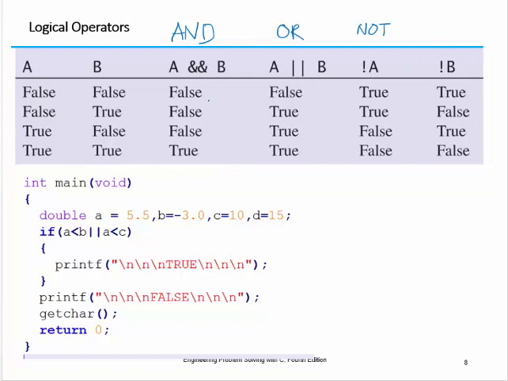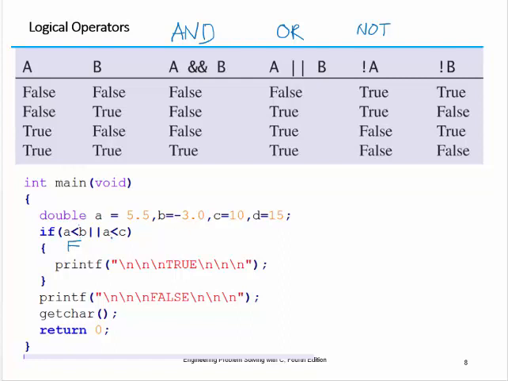So let's look at using these logical operators right now. Here's my example. I'm going to use an if statement, but look at the if statement right down here. It says if A is less than B or A is less than C. So how do you evaluate that? The way I would do it, A is less than B. Is that true or false? A is 5.5, B is minus 3.0. That's a false. A less than B is not true.